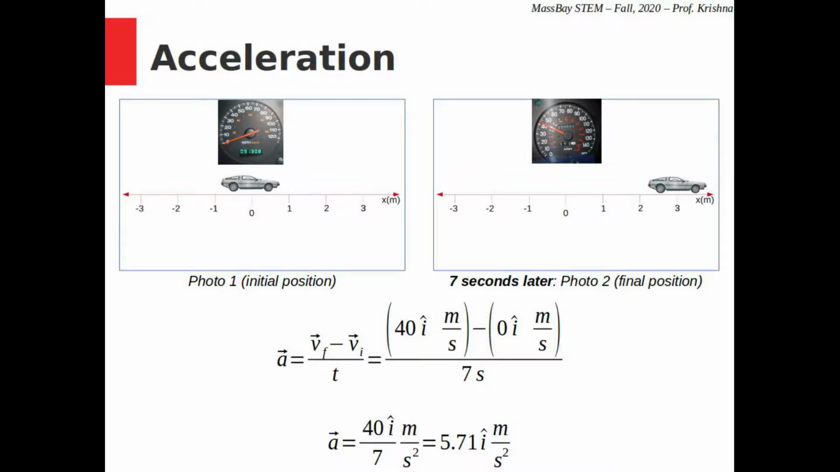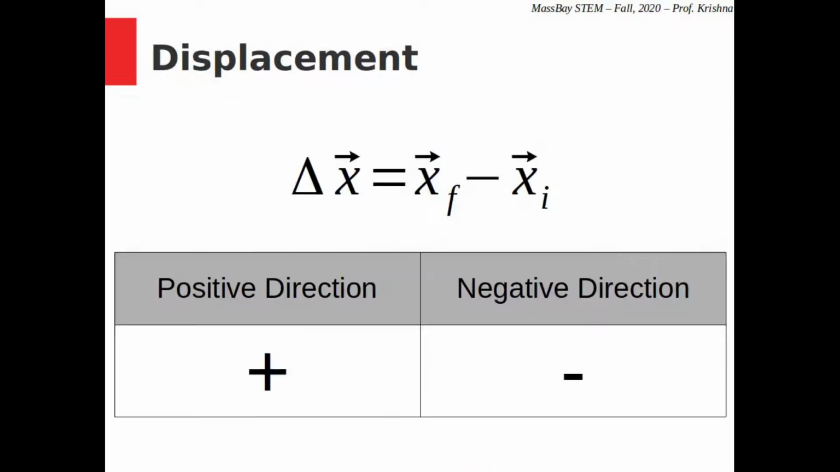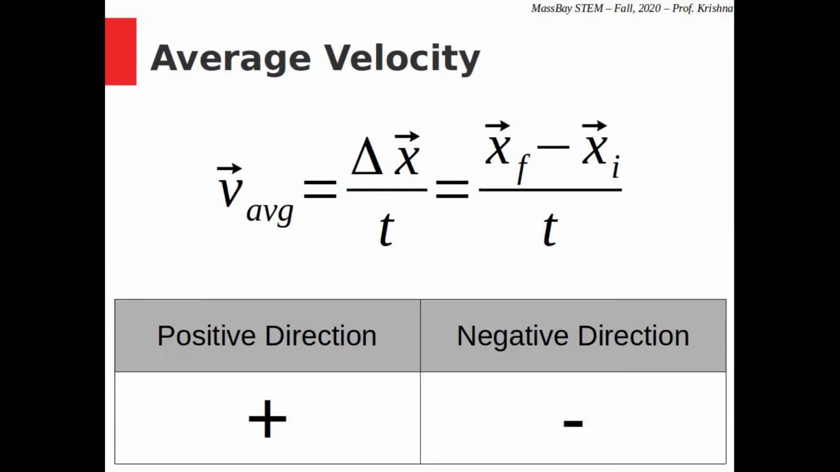Finding the size of acceleration is no problem, but the direction is a different matter. We saw earlier that a positive displacement or a positive velocity means an object is moving in the positive direction. But for acceleration, it's not so simple.